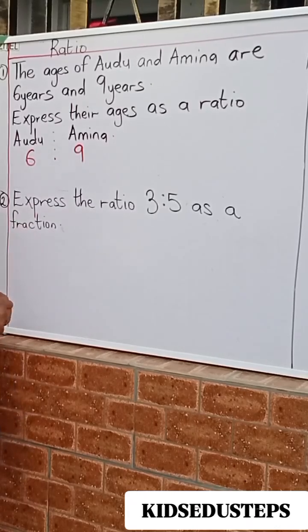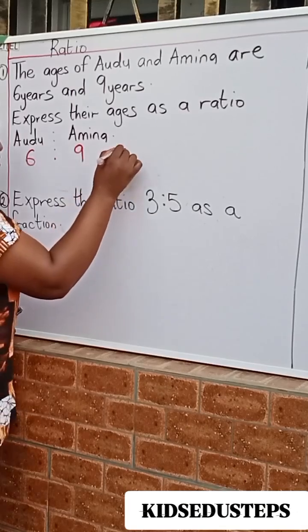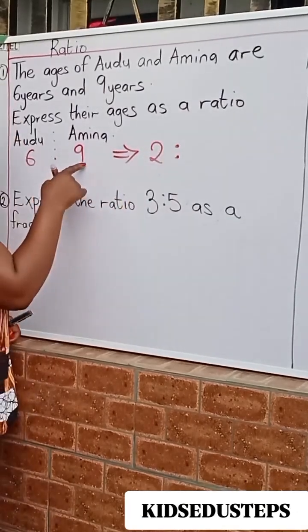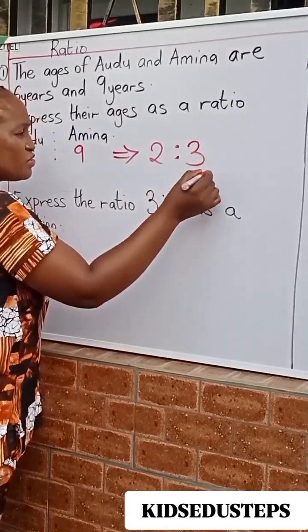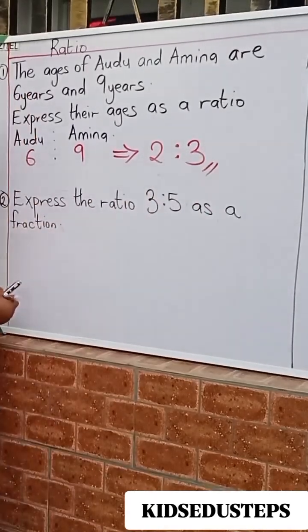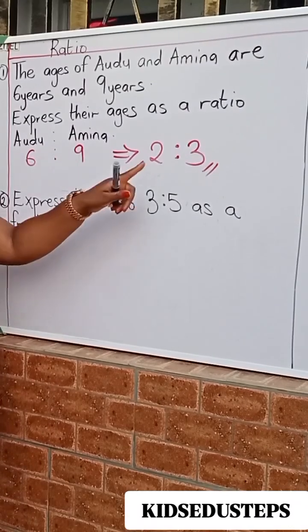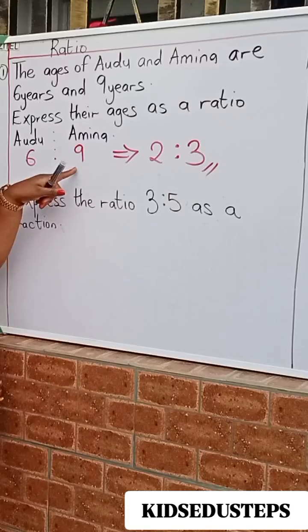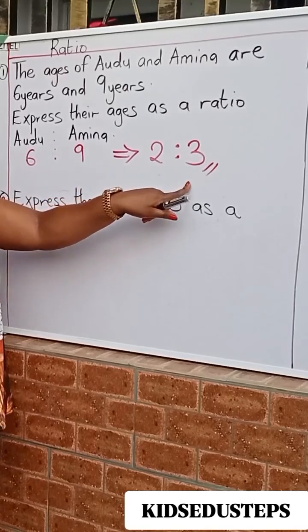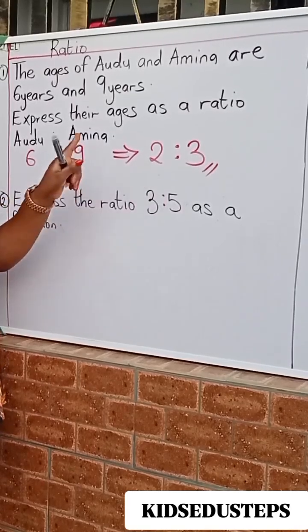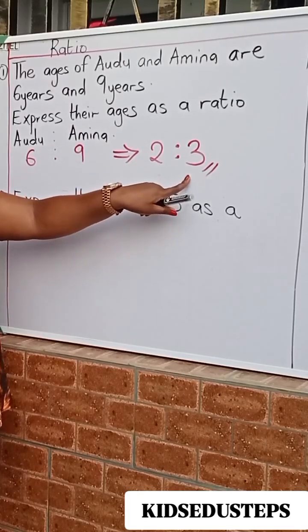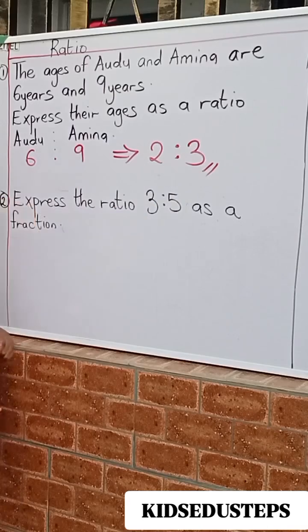So 3 will be dividing. When 3 divides 6, you have 2. And when 3 divides 9, you have 3. So this is your final answer, even though this was not what was given in the original question. But you cannot leave it at this. You need to break it down. So Audu's age now is 2 years, as to Amina's age, which is 3 years. So this is your answer.